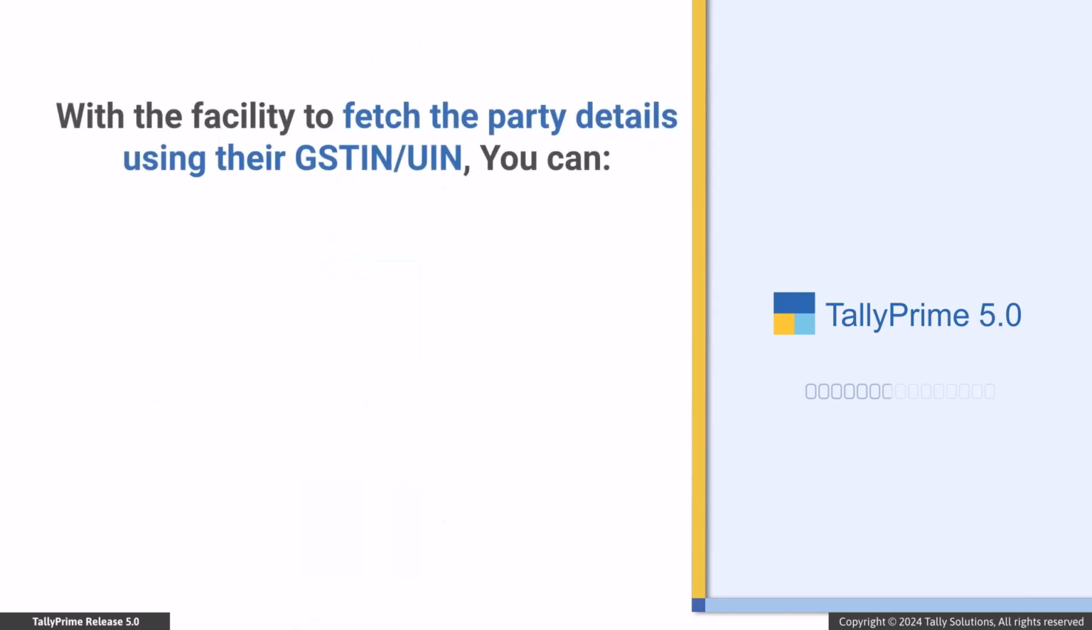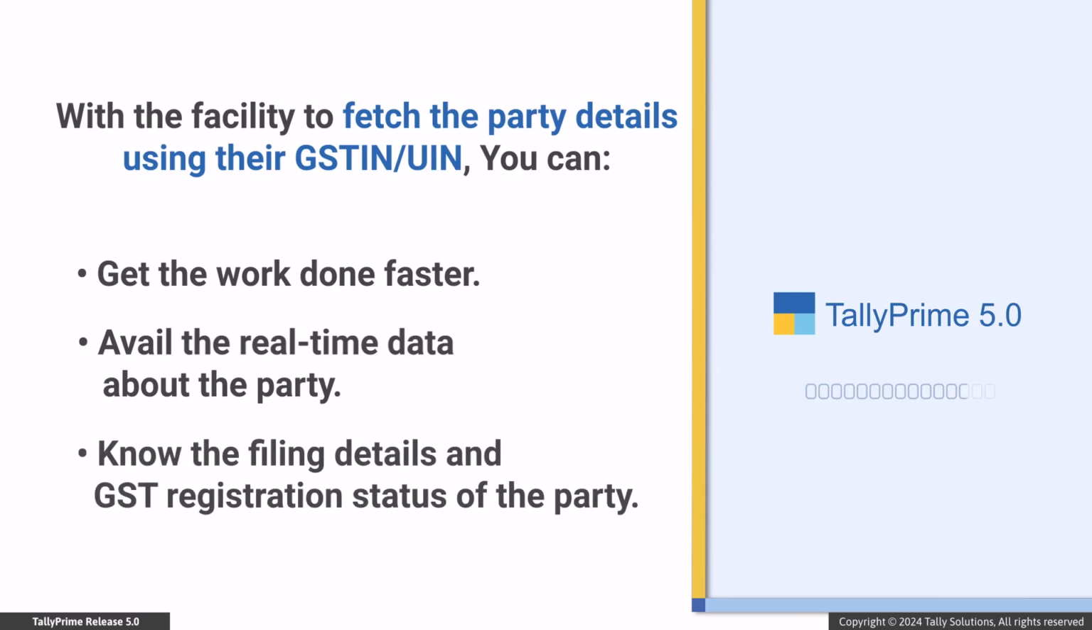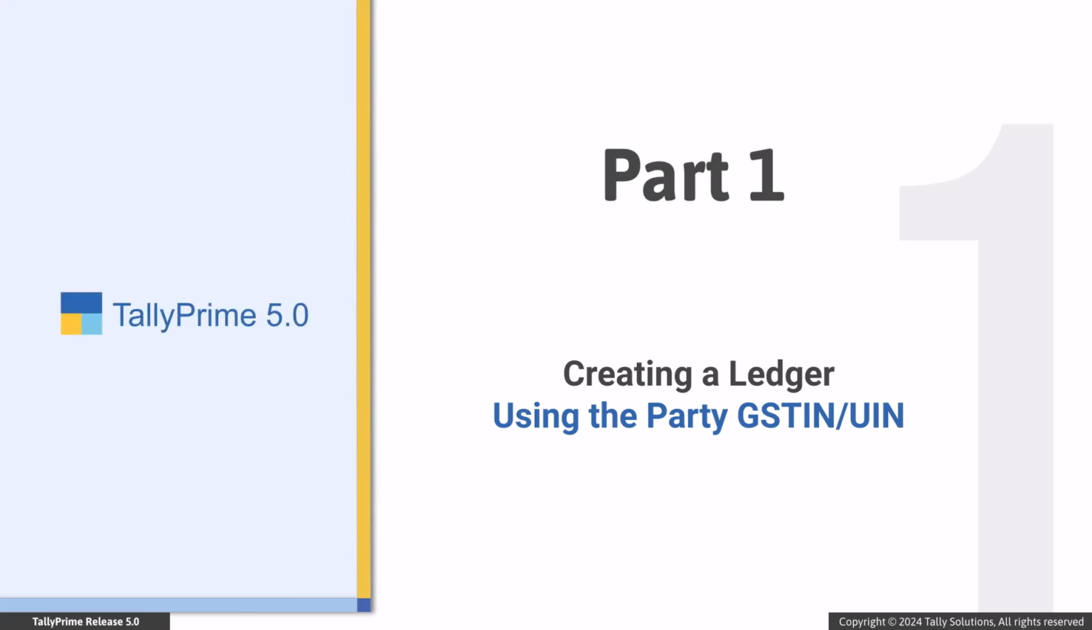With the all-new experience of creating or altering party ledgers merely with GSTN or UIN, you not only get the work done faster, you also get authentic and real-time data about the party since all the details are fetched from the GST portal. What's more, you get to know their filing details. And you also get to know the GST registration status of the party. Let's first see how to create a ledger using the party GSTN or UIN.